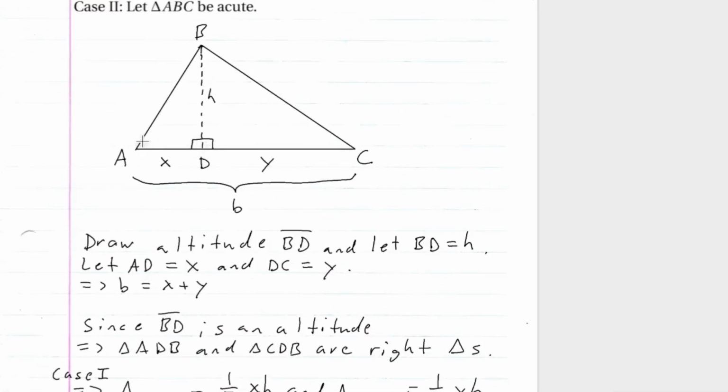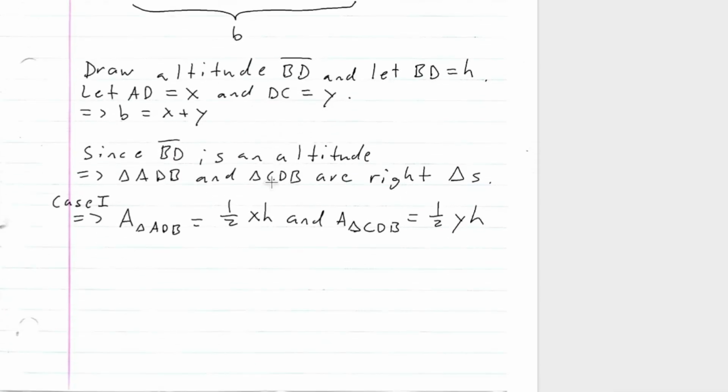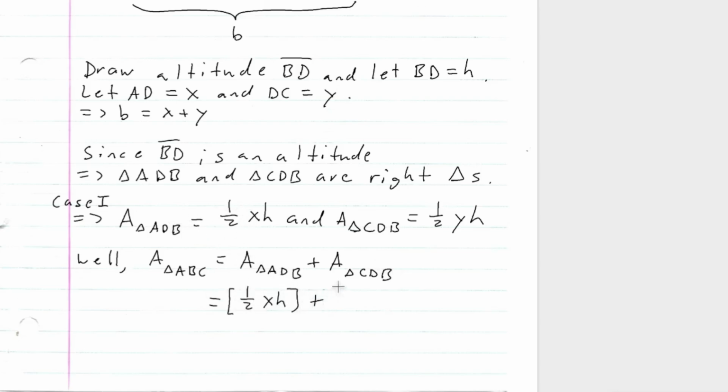So hopefully you can see that the area of triangle ABC is the area of this triangle plus the area of this triangle, right? So we know the area of triangle ABC is equal to the area of triangle ADB plus the area of triangle CDB. And of course, this means the area of triangle ADB is 1/2 XH, and the area of triangle CDB is 1/2 YH.